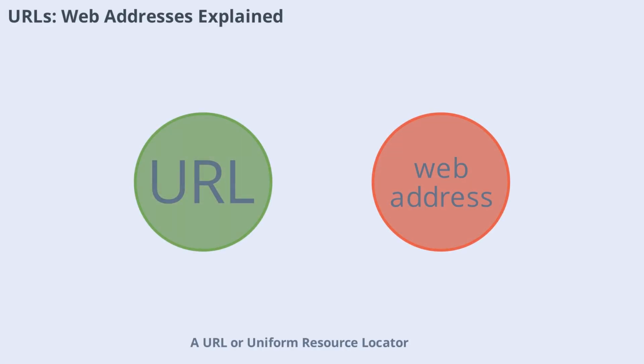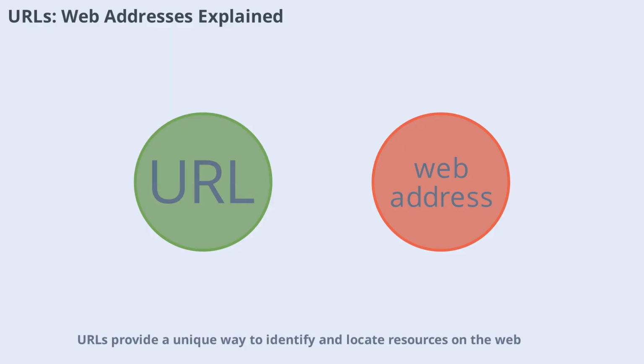URL, or Uniform Resource Locator, is the address you type into your browser to visit a specific web page. URLs provide a unique way to identify and locate resources on the web, whether it's a website, image, or document. This system makes it easy for users to navigate the vast landscape of the web, connecting us to information with just a few keystrokes.